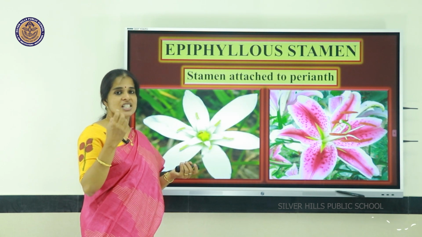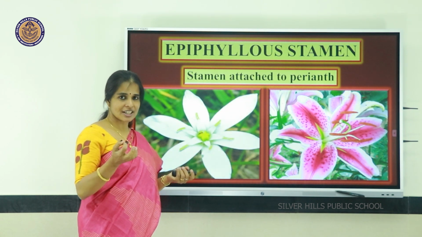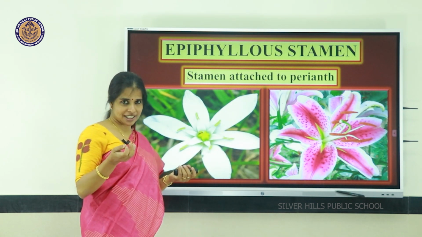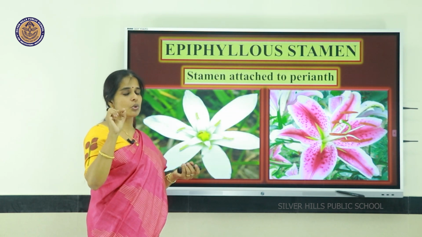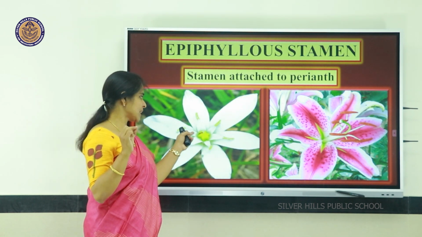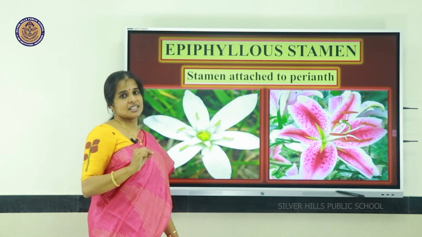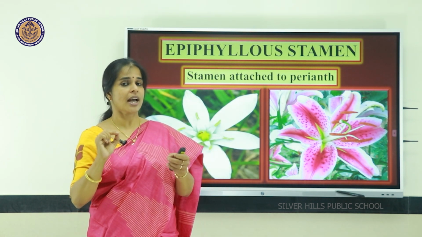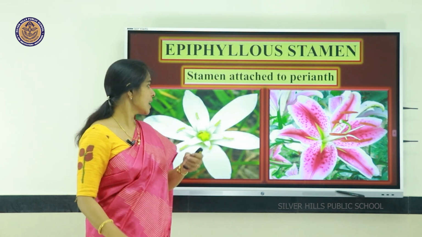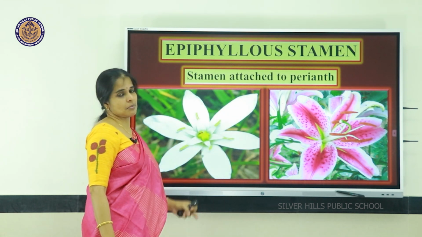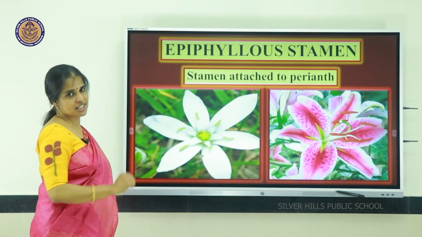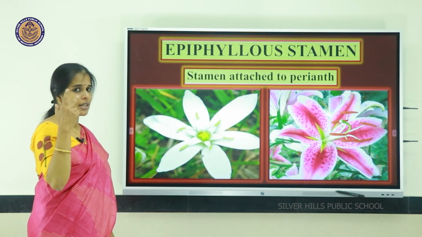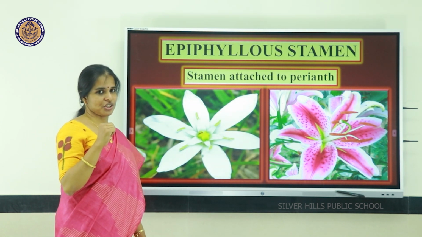Perianth is a structure present on certain flowers, especially lilies, orchids, etc. Calyx and corolla are fused to form the perianth. If the stamens are attached to the perianth, not freely attached, such stamens are called epiphyllous stamens. Okay. So, specialized stamen structures.